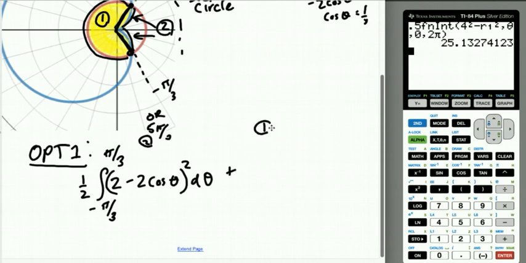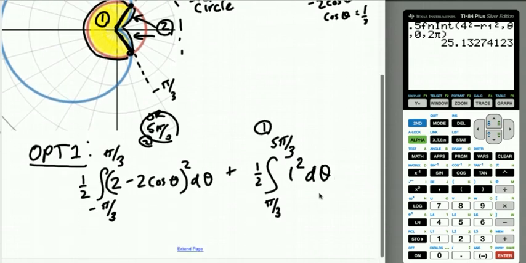Plus, and then area 1 is the integral from pi over 3 to 5 pi over 3 because, again, I have to use consecutive values of theta. They have to go in order, right? And so I can't go backwards. I can't use negative pi over 3. So pi over 3 to 5 pi over 3 of the other thing, which was 1 squared with respect to theta, right? So that's fine. That's a great answer. That would give you the area.